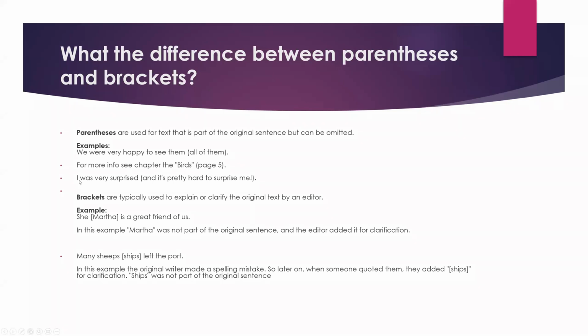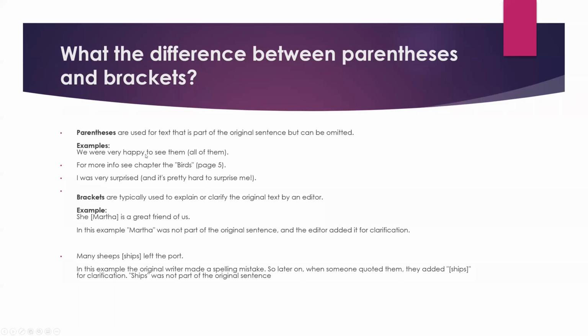Another example here: I was very surprised (and it is pretty hard to surprise me). Now, this is additional information. It can be omitted. I was very surprised. That's enough for the sentence, but the author of this sentence chose to add additional information to explain further, okay?